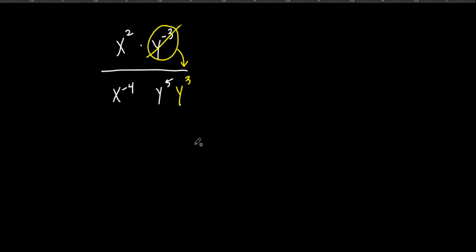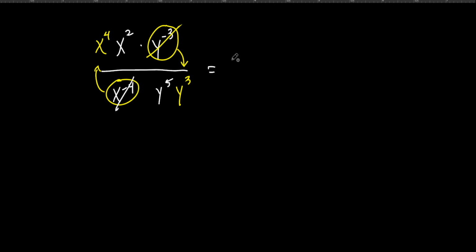I can do one more. What else can I do? That's right. Take the x to the negative fourth, flip it up, and what's that going to make it? X to the positive fourth. Everybody see that? Okay, let's rewrite it so it looks nice and neat without all the circles and stuff crossed out.